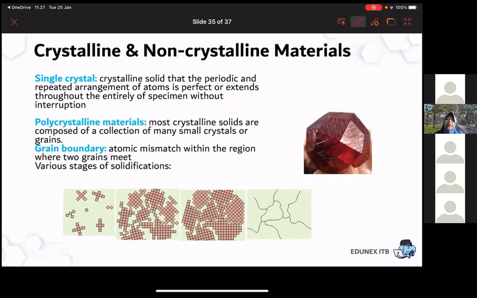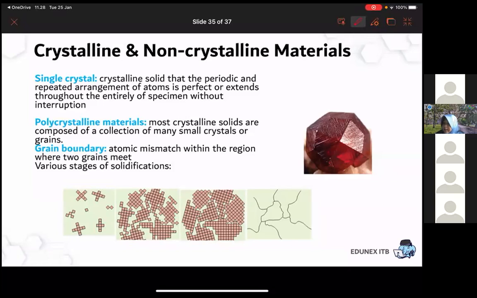However, the ones that we see every day are polycrystalline materials, because most crystalline solids, for example the tumblers or your aluminum laptop, and most crystalline metals, usually are composed of a collection of many crystals or grains.